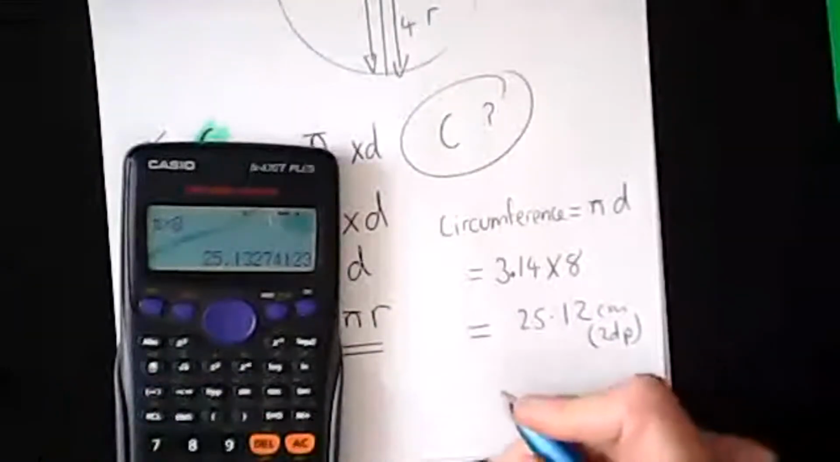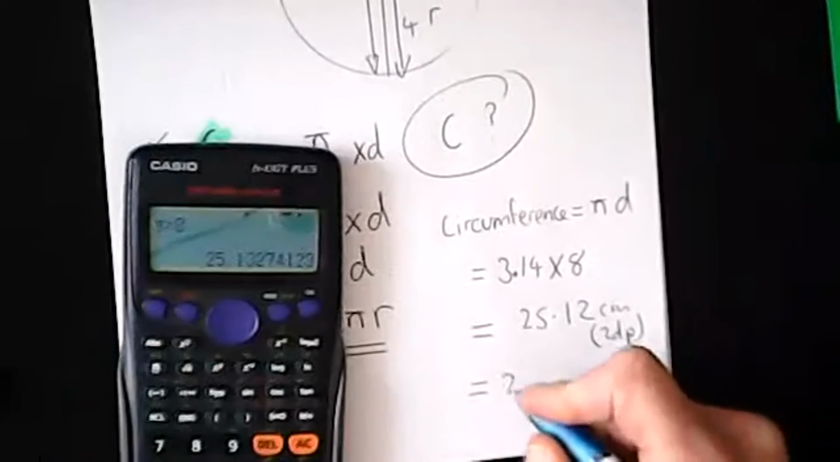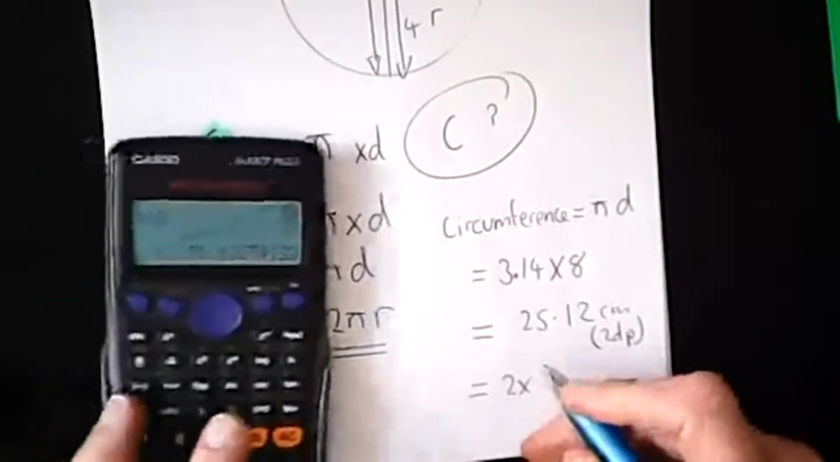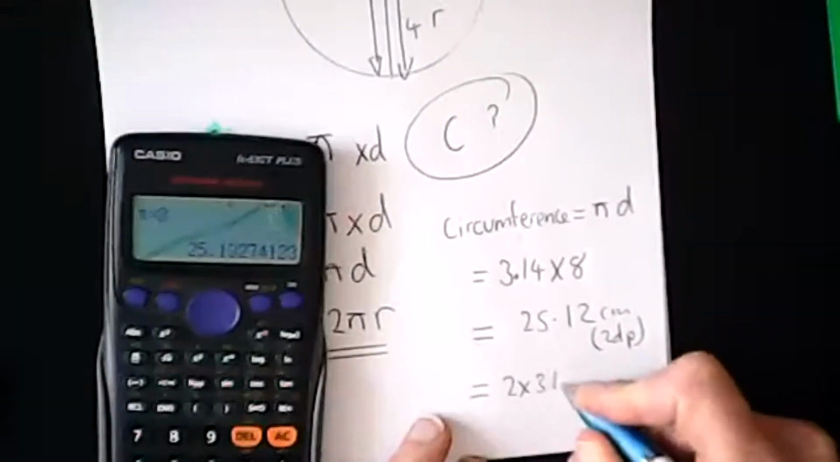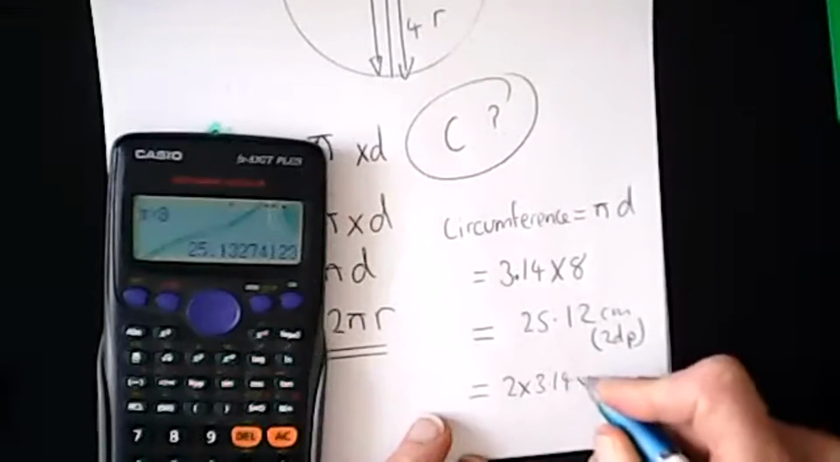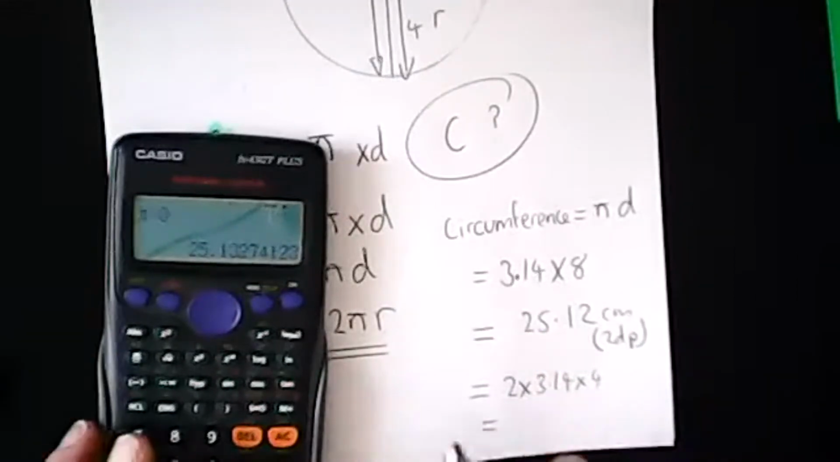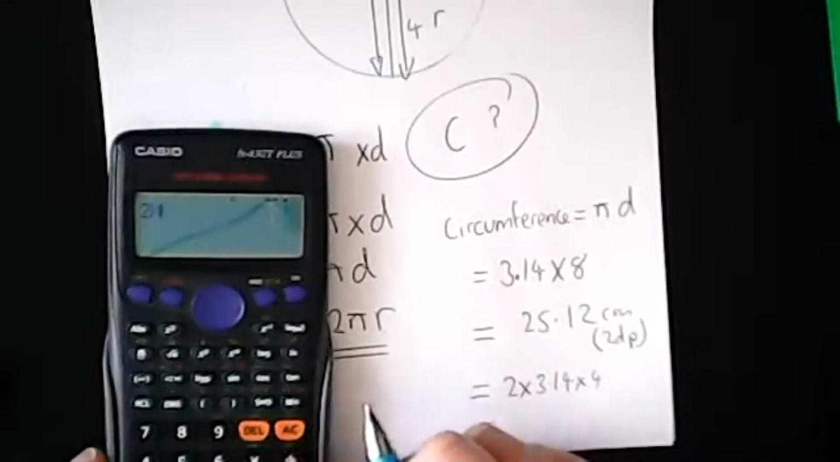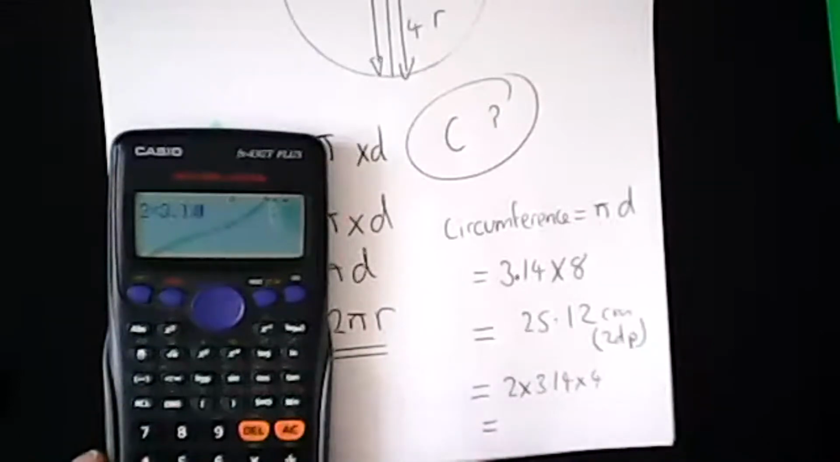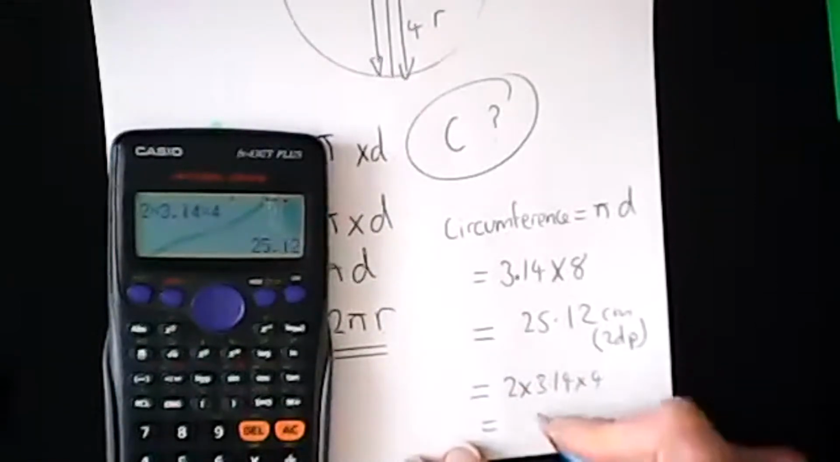Okay, if I was using the other formula, 2 times pi 3.14 times 4, 2 pi r, using that formula, I'm going to get the same answer. Let's just give it a go. 2 times 3.14 times 4, and that's 25.12 as I said.